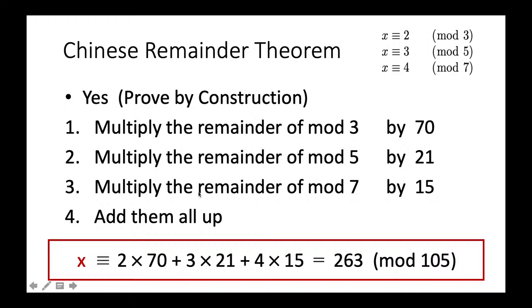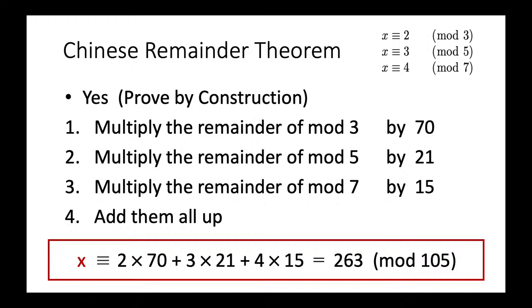What we are going to do here is take the remainder of modulo 3, which is 2 here, and multiply this by 70. We take the remainder of modulo 5, which is 3 here, and multiply this by 21. And we take the remainder of modulo 7, which is 4 here, and multiply this by 15. And after that, we add all of them up. So this will be one of the x that can satisfy the equation.